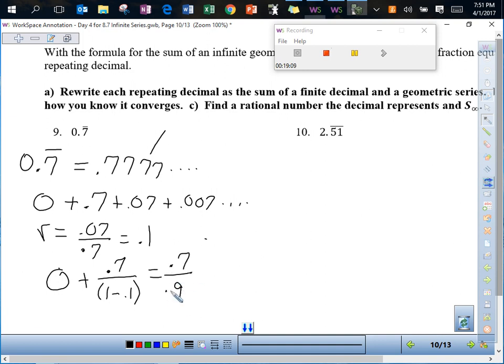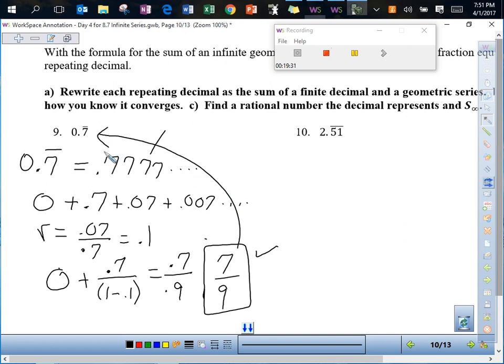Slide your decimal place over on each of them, aka multiply by 10. So there we have the fraction 7 9ths. If I confused you on that one, hang with me. It'll come clear really fast. And then guys, check this on your calculator real fast. 7 divided by 9, make sure you get back to 0.7 repeating.